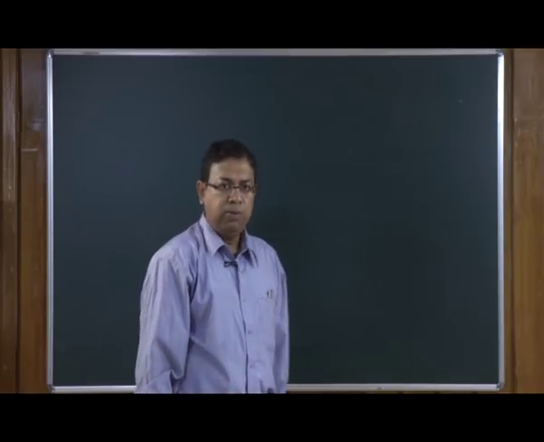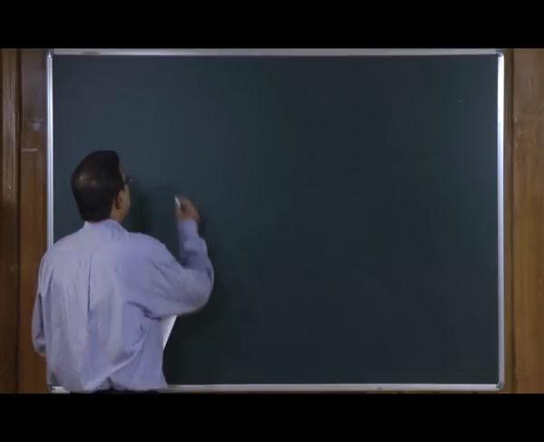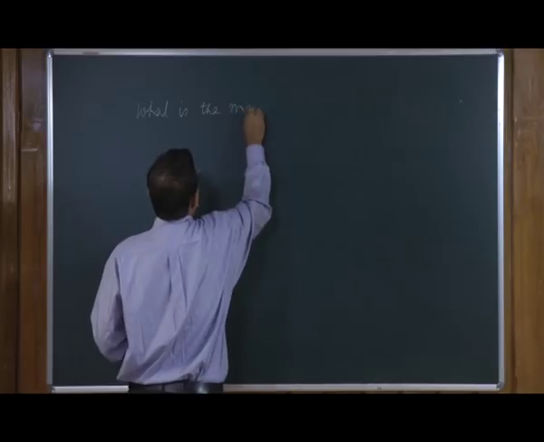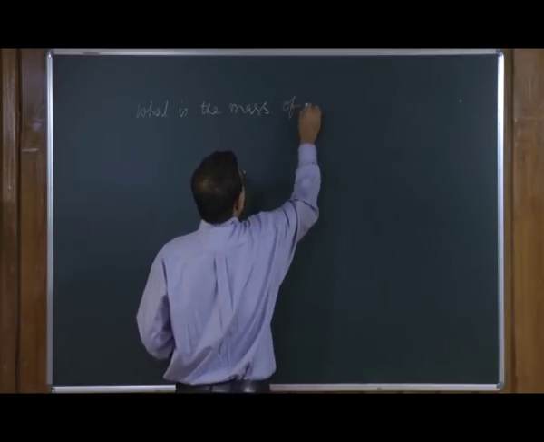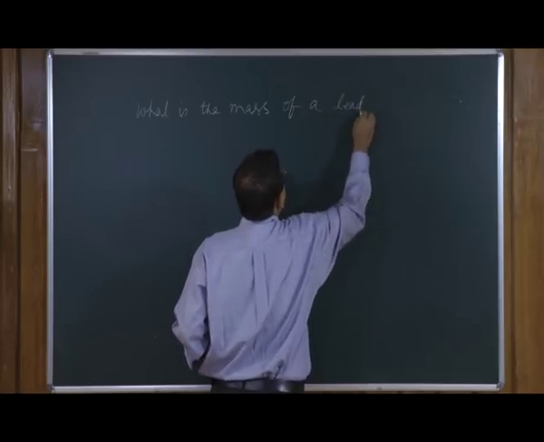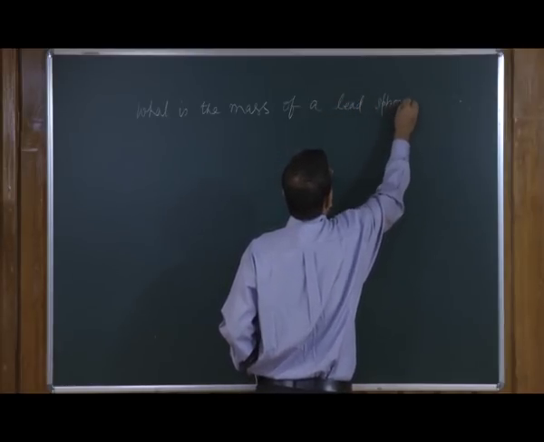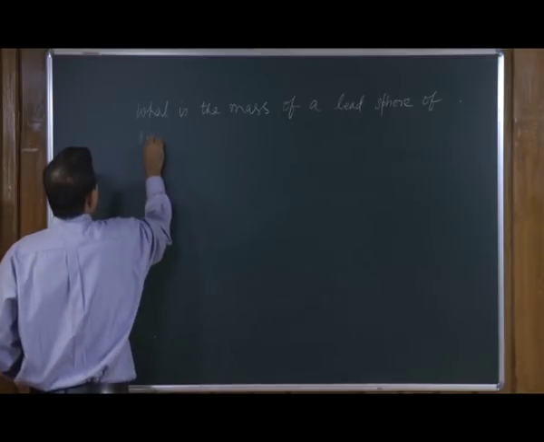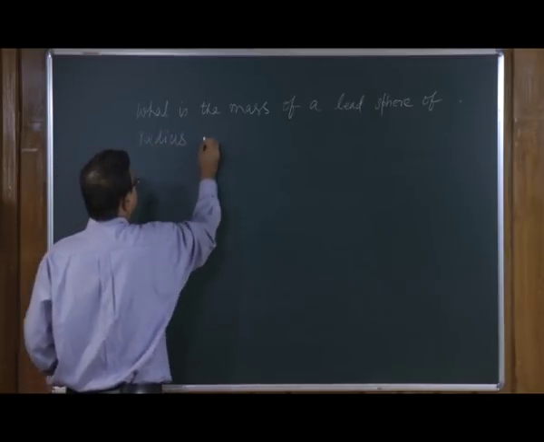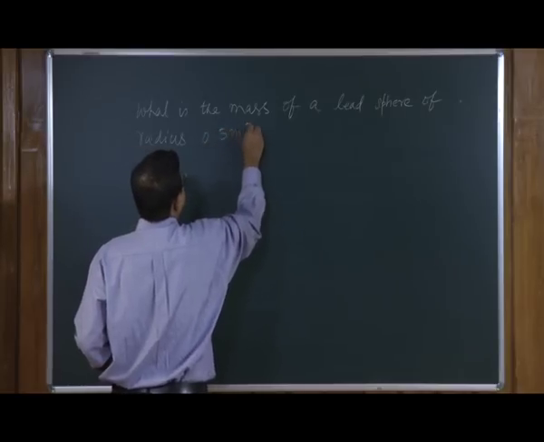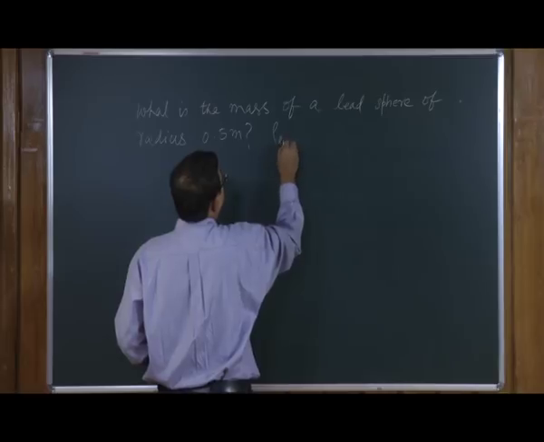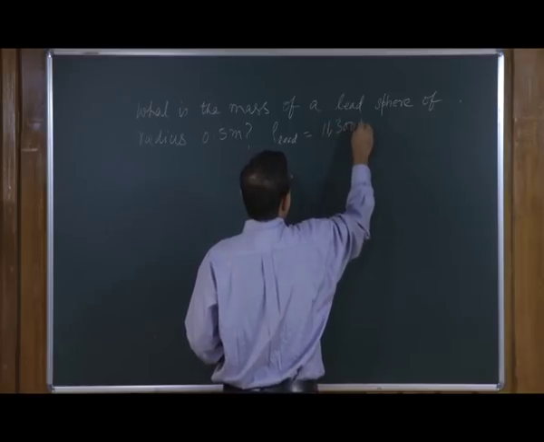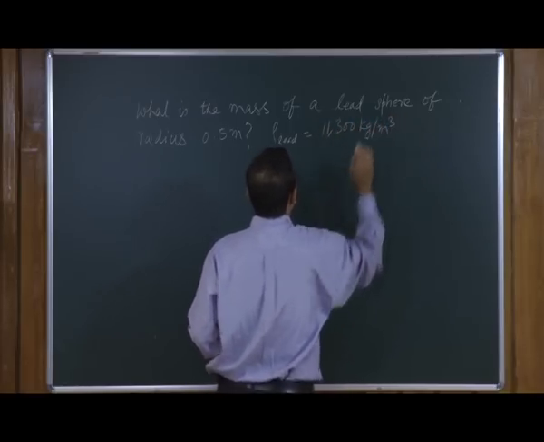So, let us now do a simple numerical problem. What is the mass of a lead sphere of radius 0.5 meter, given that the rho of lead is equal to 11,300 kg per meter cube?